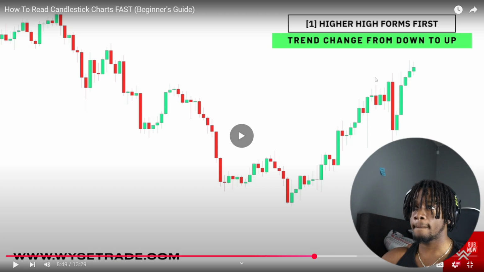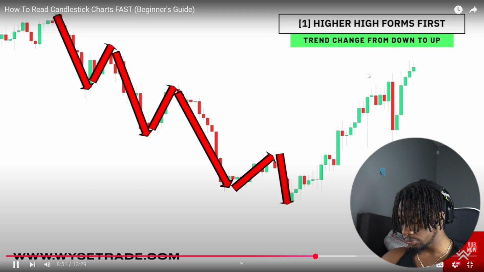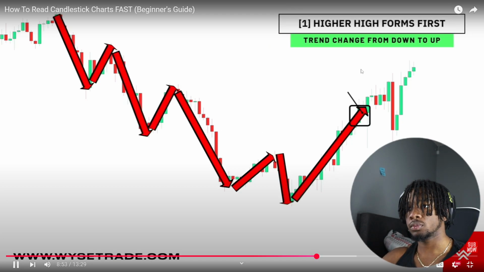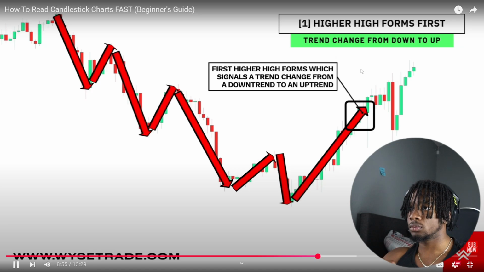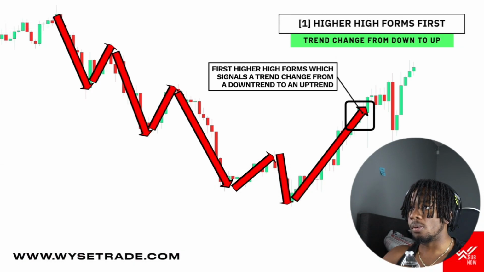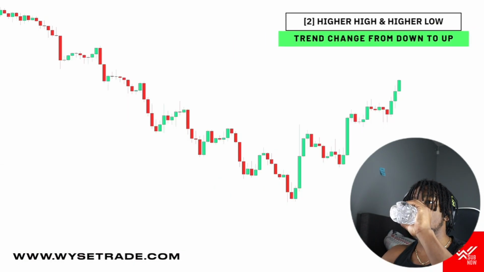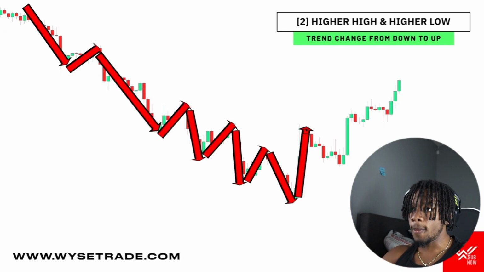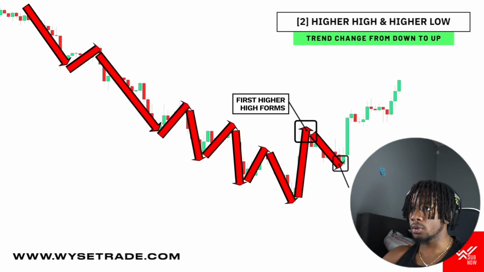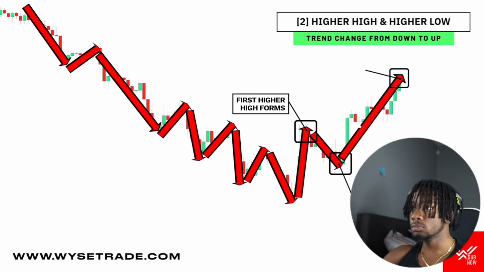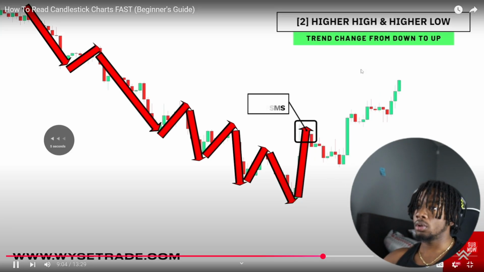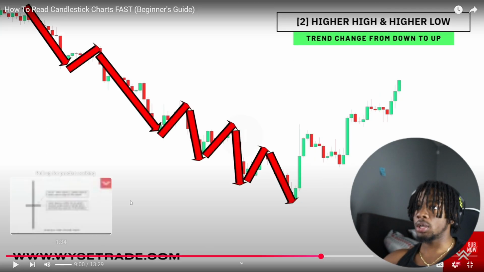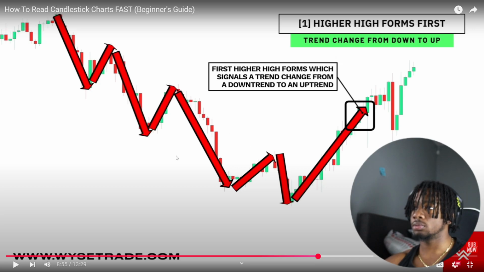You feel me? Type 1. You have your moving downtrend through the lower highs and lower lows before a higher high forms, signaling a trend change from a downtrend to an uptrend. Type 2. You have your moving downtrend through the lower highs and lower lows before you have a higher high form, followed by a higher low pullback before the full trend change breakout and high form. Same thing here, from a downtrend to an uptrend.